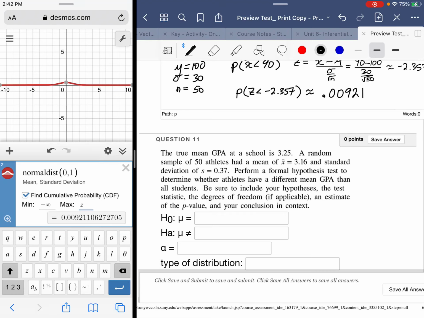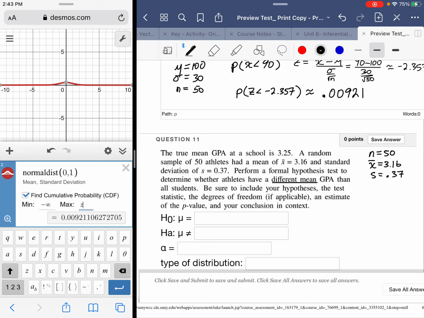So for number 11, the question says the true mean GPA at a school is 3.25. A random sample of 50 athletes had a mean of 3.16. So that's n equal to 50, x bar is equal to 3.16, and the standard deviation is 0.37. A formal hypothesis test to determine whether athletes have a different mean GPA than all students.